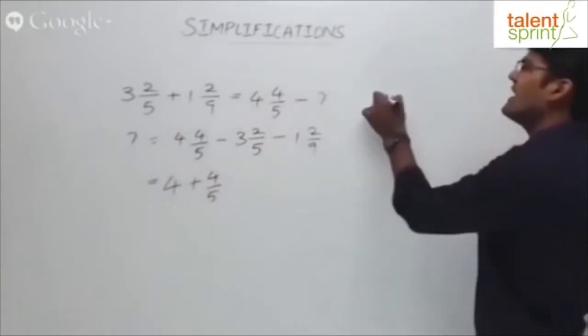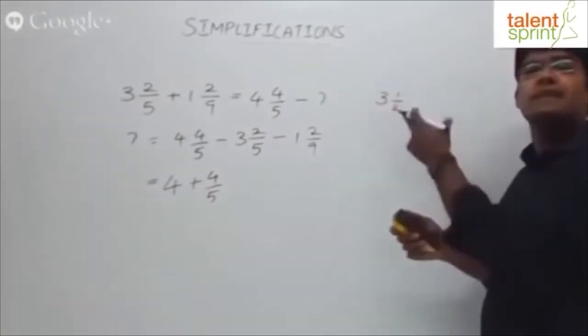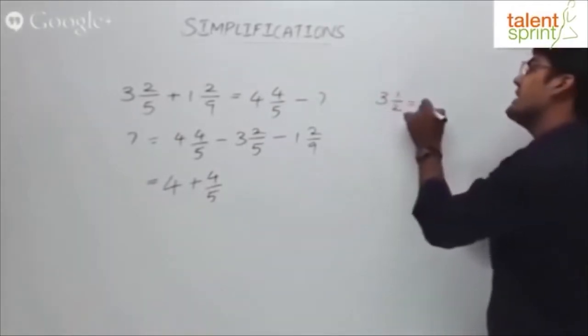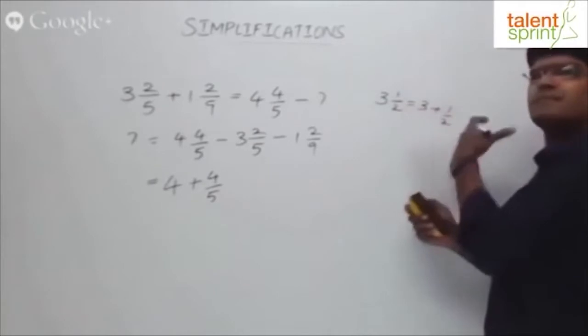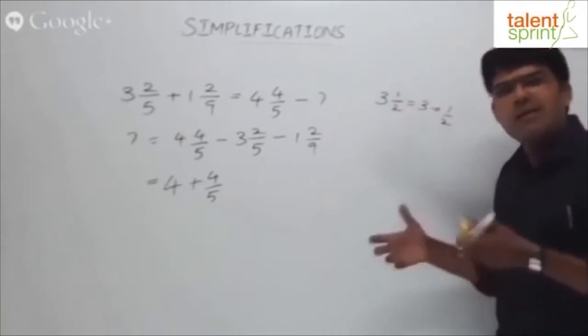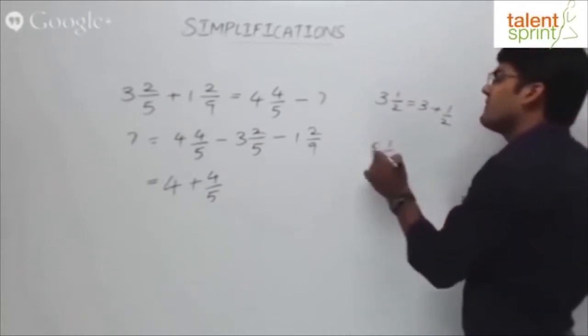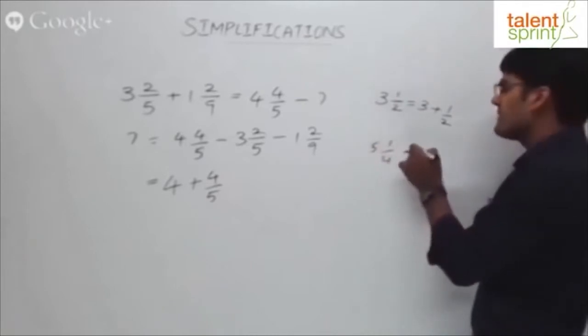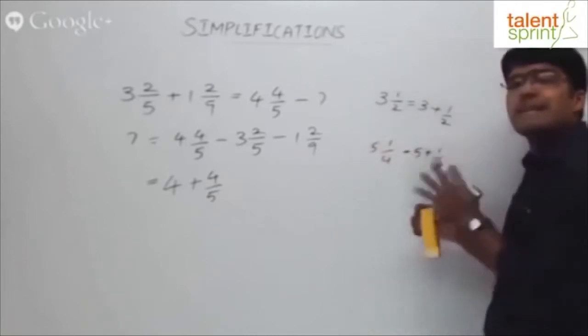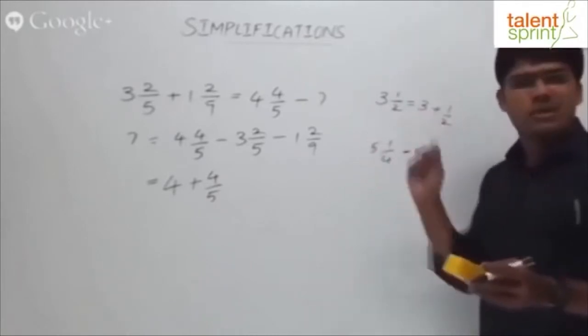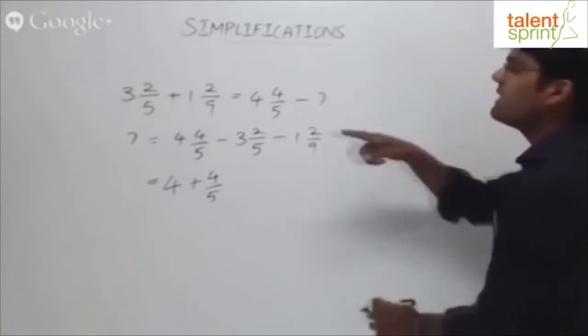For example, what is 3 and a half? What do you mean by 3 and a half? 3 1 by 2. How do you take it? This is 3 and a half. 3 plus half. That's the idea, right? Or for example, 5 1 by 4. 5 1 by 4 is what? 5 plus 1 by 4. So that's the idea. Any mixed fraction can be split into integer part and the fraction part. So we'll try to do that for all the given fractions.